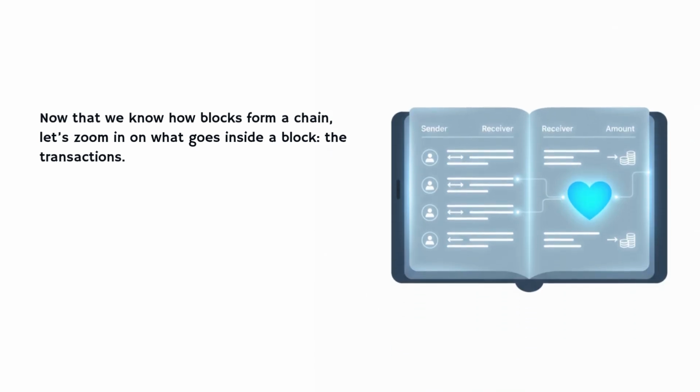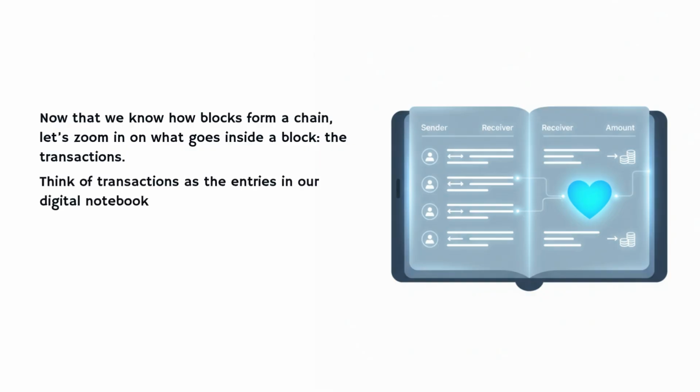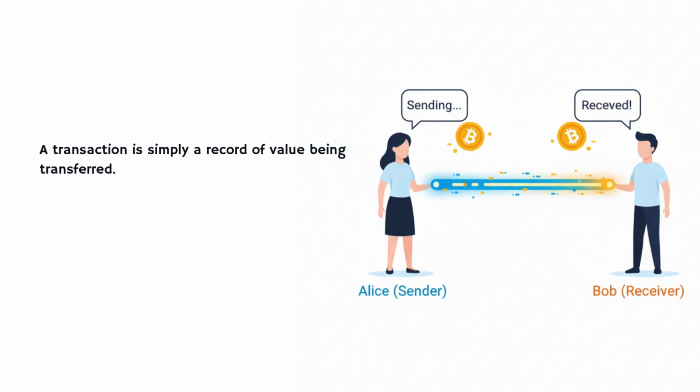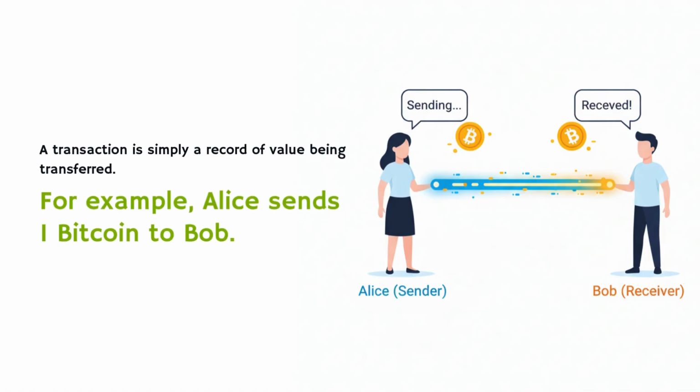Now that we know how blocks form a chain, let's zoom in on what goes inside a block, the transactions. Think of transactions as the entries in our digital notebook. They're the heart of blockchain. A transaction is simply a record of value being transferred. For example, Alice sends 1 Bitcoin to Bob.